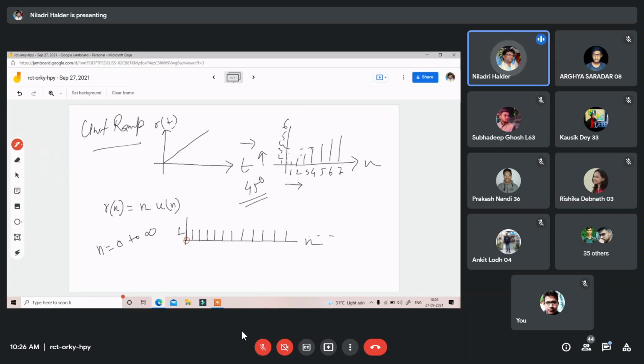For n equal to 1, second value will be 1. For n equal to 2, third value will be 2. For n equal to 3, 3 into unit 1, so 3. So like that it will change. So you will get your unit ramp.